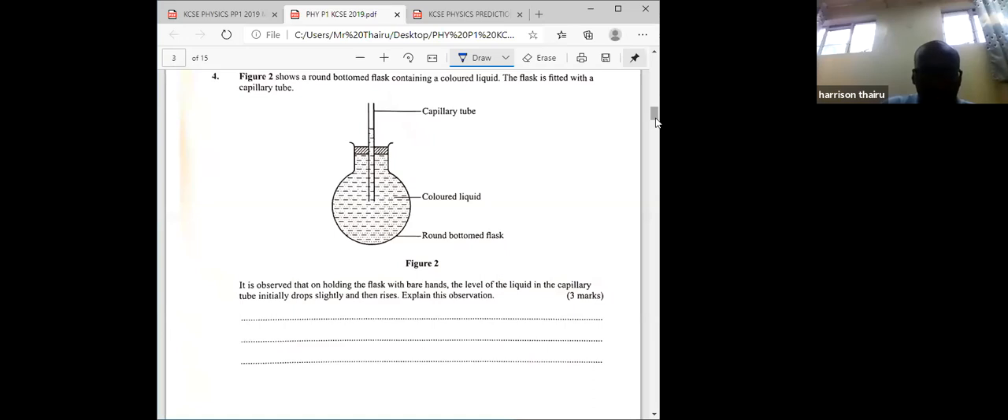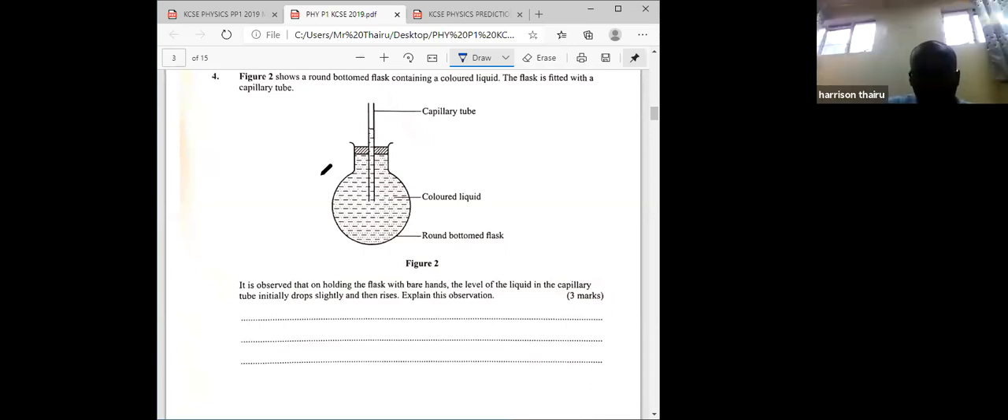Figure 2 shows a round bottom flask containing a colored liquid. The flask is fitted with a capillary tube, as we can see. It is observed that on holding the sides of this flask with bare hands, the level of the liquid in the capillary tube initially drops slightly and then rises. Explain this observation. 3 marks. So let's have some attempts from different students. Alex Apollo, explain this observation for us.